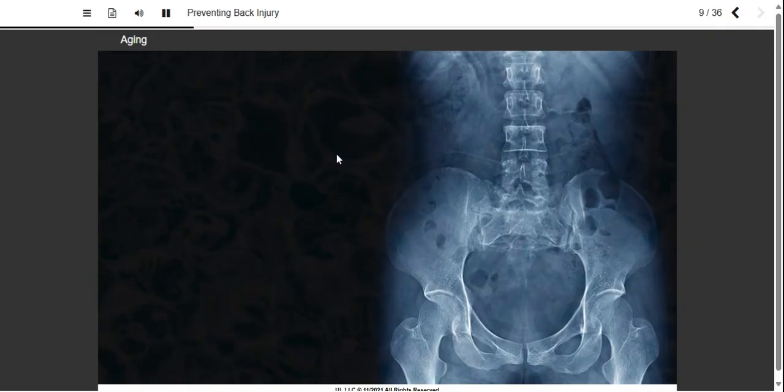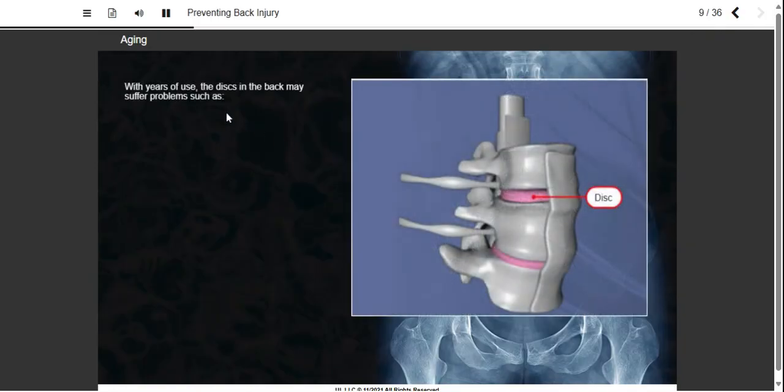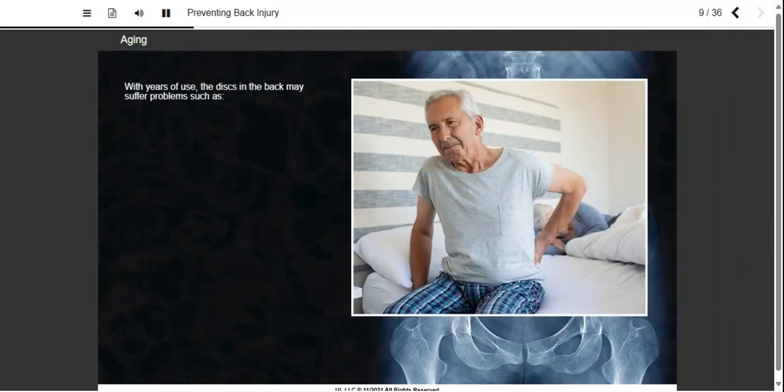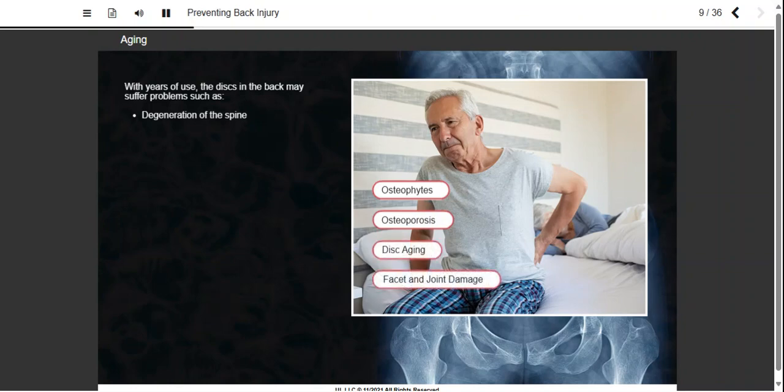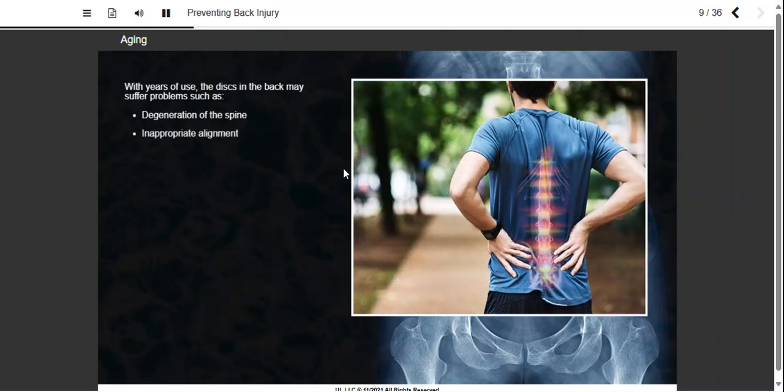As we grow older, the discs in our spines may degenerate due to years of use or misuse. This is commonly known as wear and tear and can cause an individual to live with chronic pain for many years. Degeneration and aging can cause a number of problems, such as bone spurs on the spine, known as osteophytes, loss of bone density, osteoporosis, disc aging, and facet and joint damage resulting in lower back pain. Inappropriate alignment and use of the spine speed up the aging process.